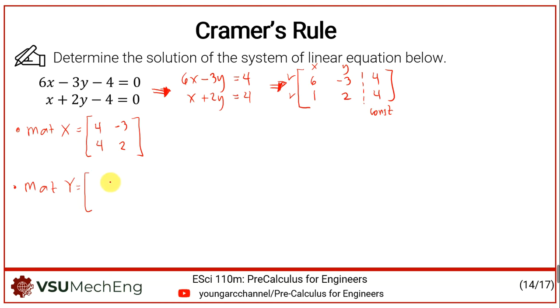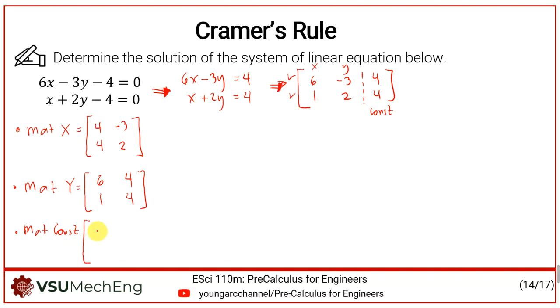So for the y variable, replace the entries under the y column with the entries under the constant column. So that's for the second column. For 4 instead of negative 3, 2. Then for the first column, that is for the x, so 6, 1. And lastly, for the constant matrix.